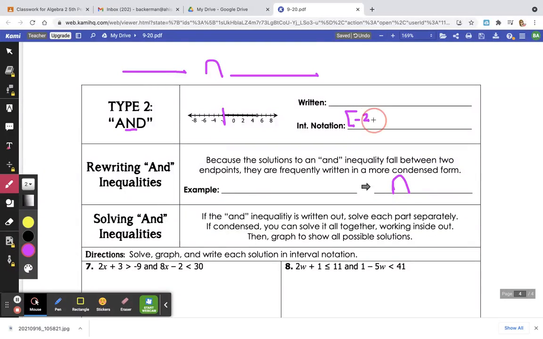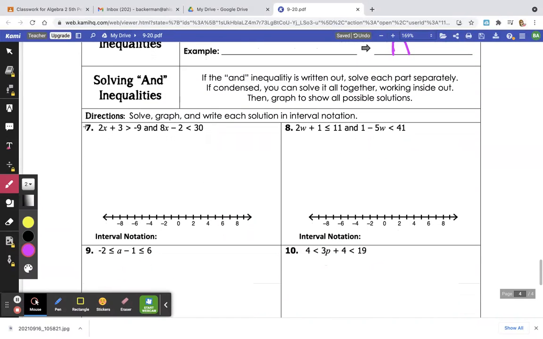And then we're going all the way to 5. We're not including 5, however. So it's going to be like this. And so it almost becomes a regular inequality that we did at the beginning, where you don't have to use the and symbol. Okay. Go ahead and for number 7, I want you to try and isolate your x's first.